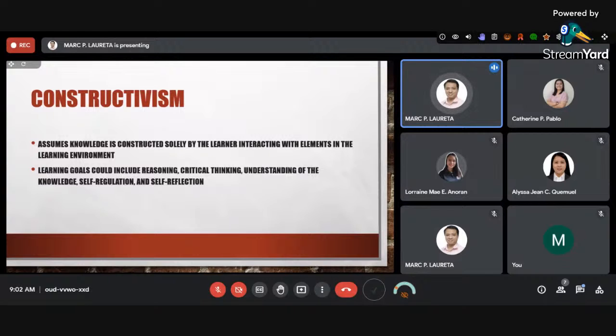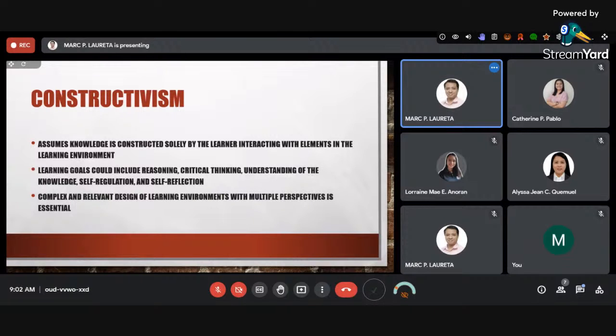Then constructivism also assumes learning goals could include reasoning, critical thinking, understanding of the knowledge, self-regulation, and self-reflection. Those learning goals from the perspective of constructivism are relatively complex. The implications of that would be, for instance, you might need a lot more time for learners to attain those goals within a constructivist learning environment.